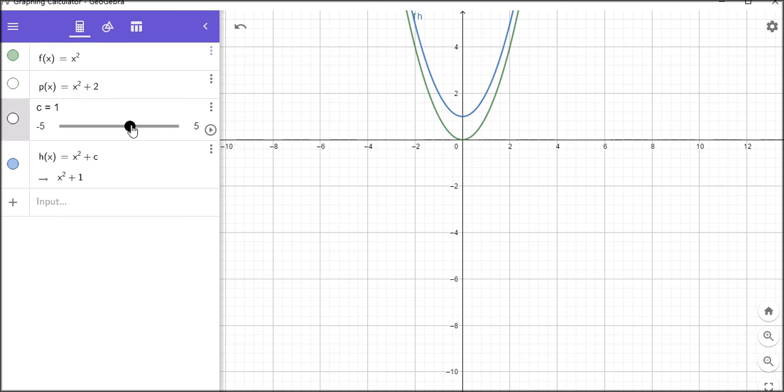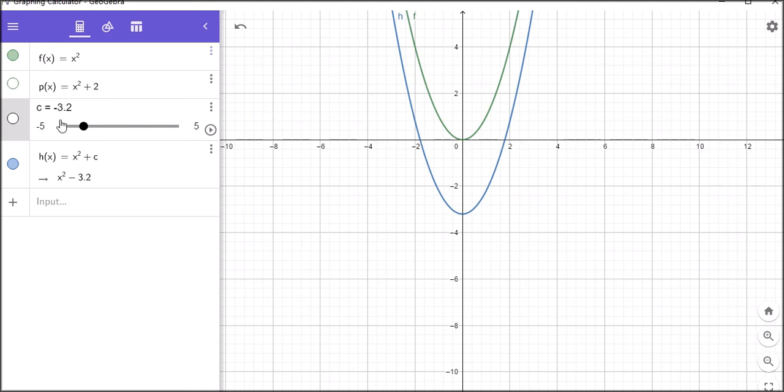And then if c is negative 3.2, that means it moves down 3.2 units, and then changing c to 2.5 means it moves up 2.5 units, right? So we can see a, k, d, c. A and k change the shape of the graph, and d and c change the position, right?